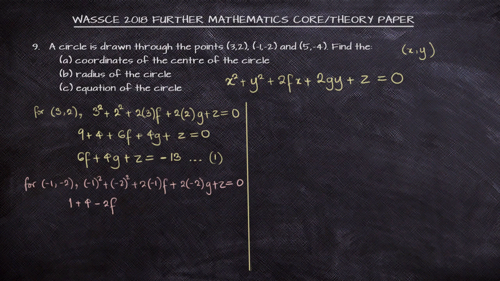That will give us minus 4g plus z is equal to 0. Such that here we can have minus 2f minus 4g plus z is equal to 1 plus 4, which is 5. When we move to the right hand side, it becomes minus 5.